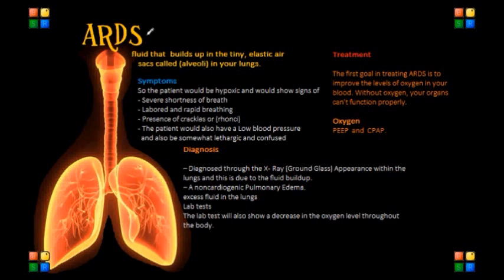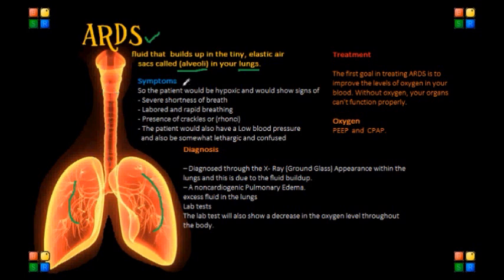Hello everyone. Today we'll be talking about acute respiratory distress syndrome, or ARDS. With ARDS, there's a fluid buildup in the tiny elastic air sacs in the lungs, which we call alveoli. The fluid keeps the lungs from filling with enough air, which means less oxygen reaches the bloodstream, and in turn this can deprive the organs of the oxygen they need to function. Understand that ARDS typically occurs in people who are already critically ill or have a significant injury.